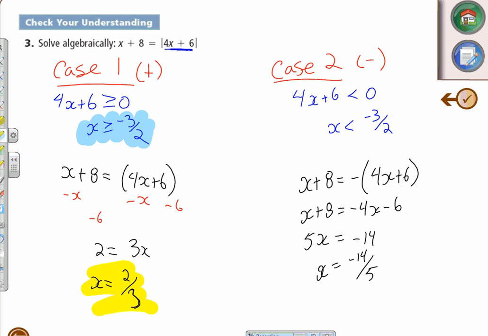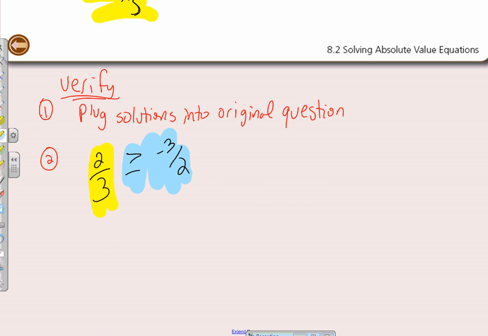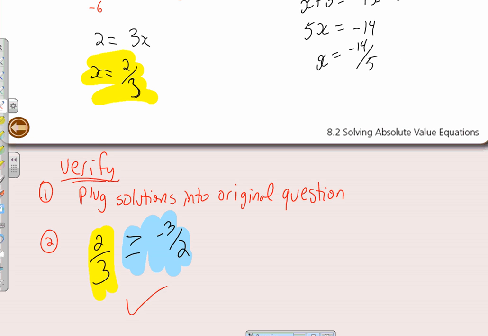And that's true. 2/3 is bigger than negative 3/2. So this one is a solution. So because that's true, I can box in this first solution and say it is a solution.